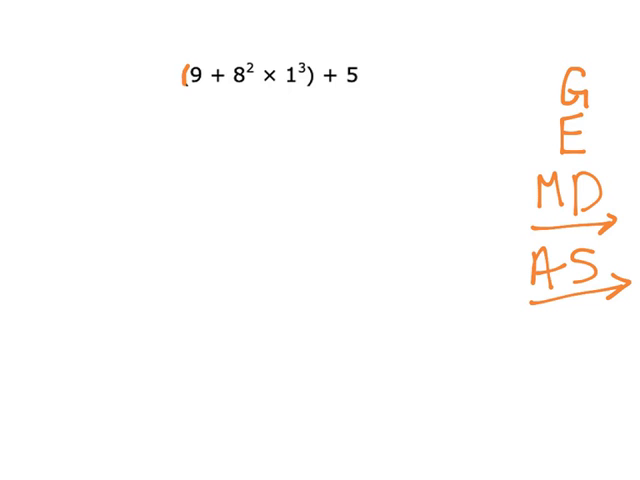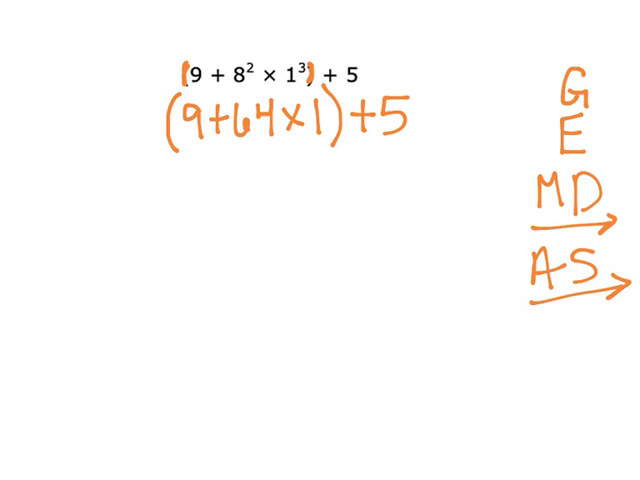I see that I have some groupings here with these parentheses. I'm not going to look at addition first. I'm not going to look at multiplication first. I have to look at my exponents within that grouping first. So 8 squared is the same as 8 times 8, which is 64. So I'm going to rewrite this: parentheses 9 plus 64 times 1 cubed, so 1 times 1 times 1 is just equal to 1. Close parentheses, plus 5.